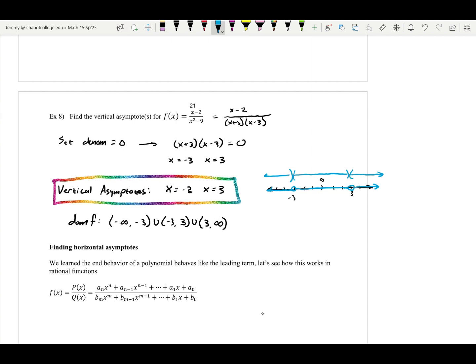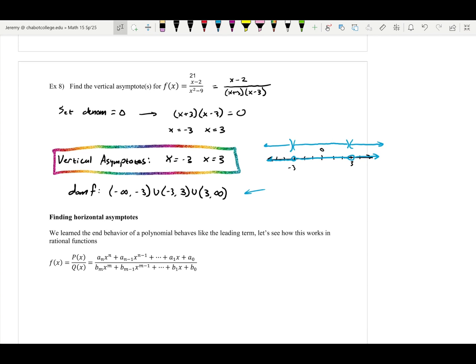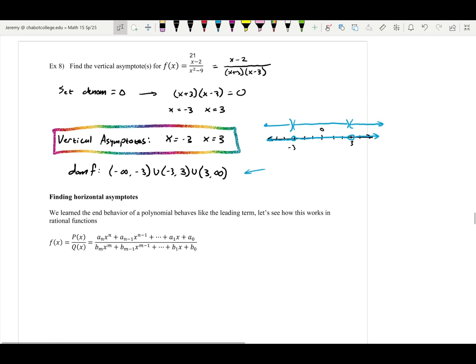Okay, so we weren't asked for any of this, but it's very important to be able to express your domain, and with rational functions we can get these kind of interesting looking domains. We want to be able to represent them in interval notation.